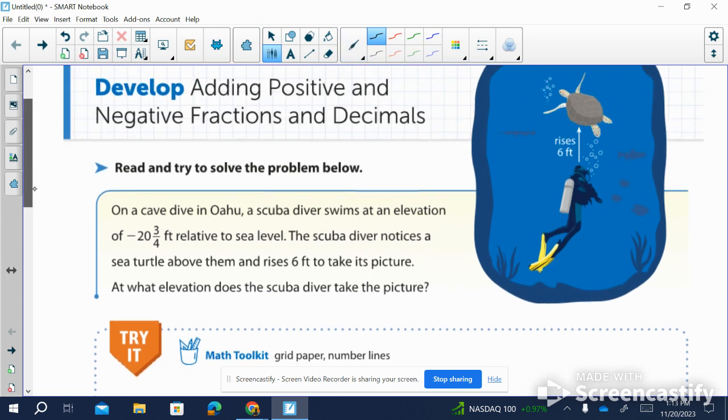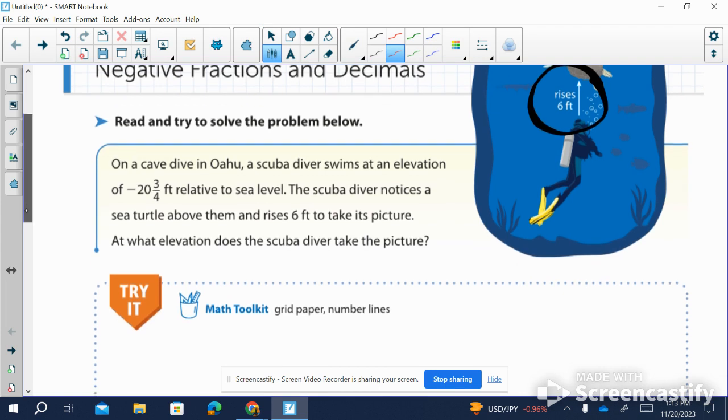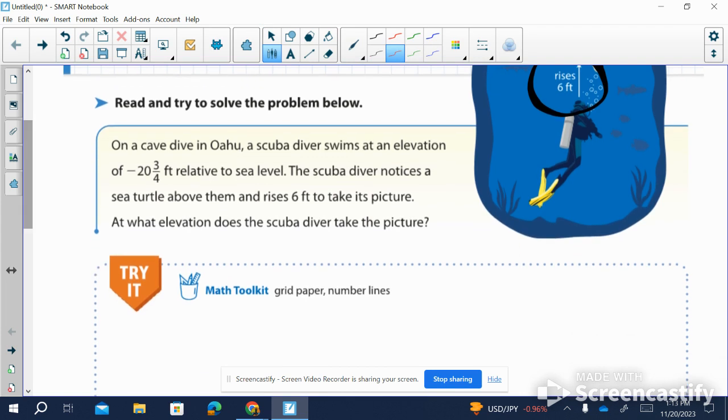Usually in questions like this, there's also pictures involved. So I do see a picture. And here it says rises 6 feet and it's pointing up. So that means it's going to increase by 6 feet. But let's go back to the actual question. At first, they say that this scuba diver is at an elevation of -20 and 3/4 feet relative to the sea level. So we have to think about what that means. Because it's negative, he's below the sea level. So we can use negative numbers to talk about being below a position.